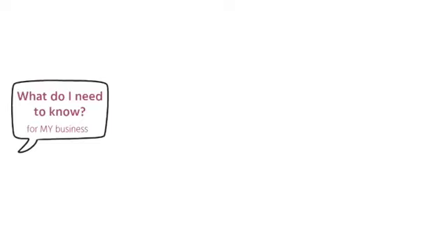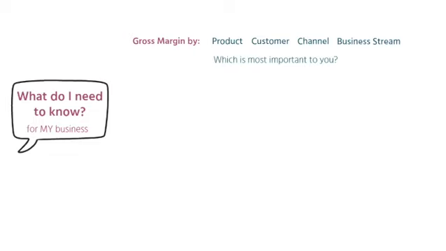Therefore, we're not providing an exhaustive list, but a list of things that tend to be common to most food and drink companies. If you want to know that your product pricing is set correctly, you'll need your information systems to have the ability to show you the gross margin being made on each product. Similarly, you may want to know your gross margin by customer, sales channel, or business stream. Most accounting software packages enable you to establish this information. However, you'll need to decide which analysis is the most important to you.